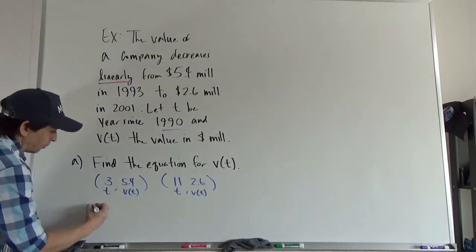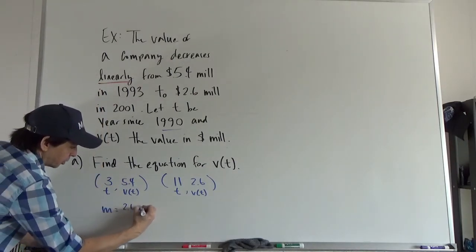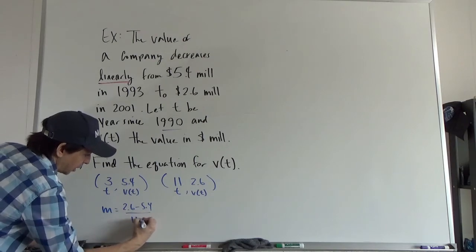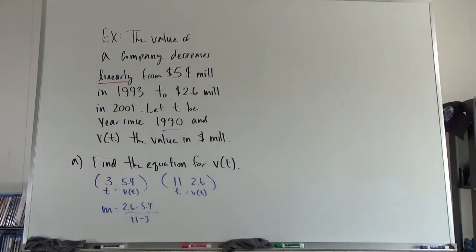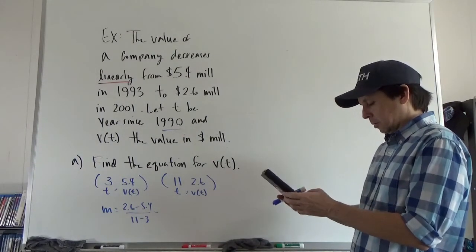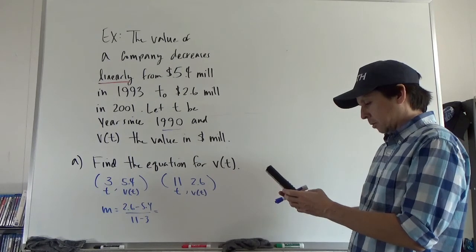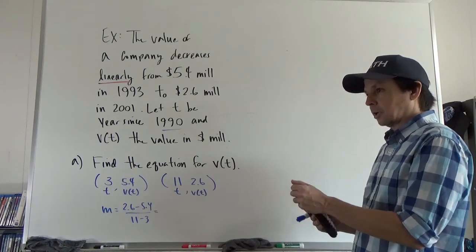Okay, I got to do the slope. It's linear, so it's going to be a line. My slope is 2.6 minus 5.4 over 11 minus 3. I'm going to kind of blaze through the work because we've done it before. You got negative 0.35, yeah?